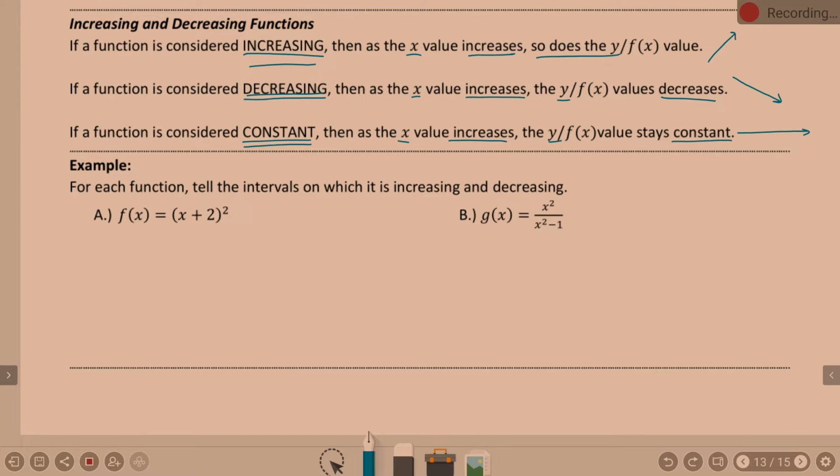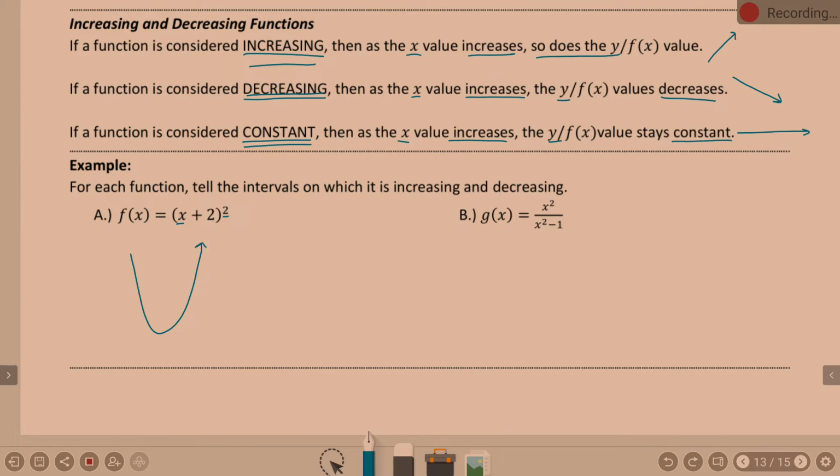For each function, tell the intervals on which it is increasing or decreasing. So what do we need to do here? What do you know about f of x equals x plus 2 quantity squared? Parabola? Can we all say it's a parabola at least? Can we at least get that far, right? Because there is what? X squared. We know it's a parabola, yes?